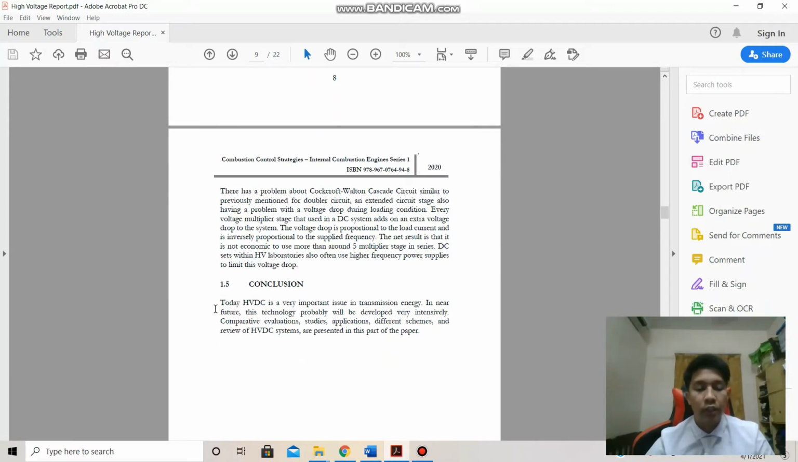Okay, and then for the conclusion, high voltage DC current is a very important issue in energy transmission. In the near future, this technology will probably be developed very intensively and competitively. Evaluation studies, applications, different schematics and a review of the high voltage DC current system are presented in this part of the paper.